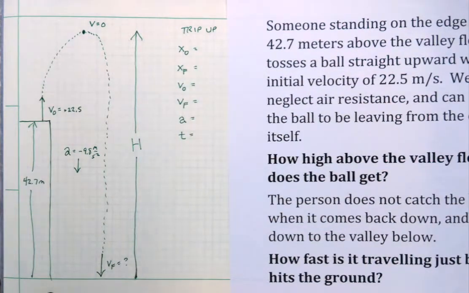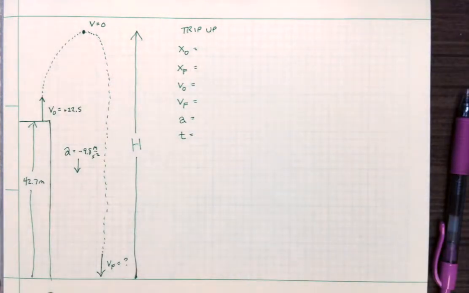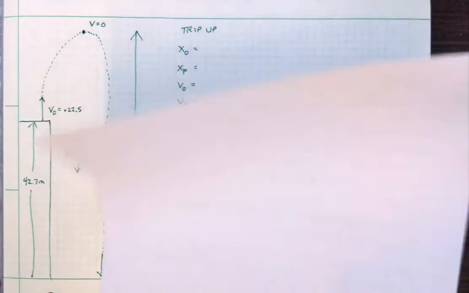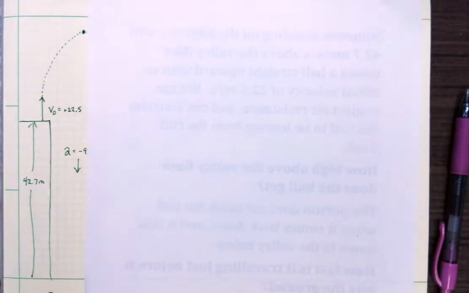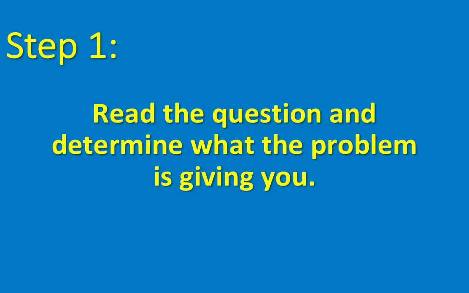Remember, in kinematics, there are primarily 6 variables: initial position, final position, initial velocity, final velocity, acceleration, and time. The first thing that we are asked is how high above the valley floor does the ball get? And therefore, we will only concern ourselves with this part of the trip, right? The trip that gets us to the highest point to answer the first question. And so we assemble the data here for the trip up, because step 1 is to read the problem and determine what the problem is telling you.